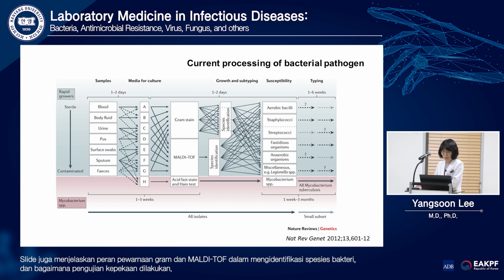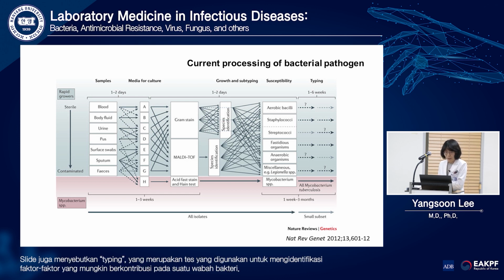The slide also explains the role of gram staining and MALDI-TOF MS in identifying bacterial species and how susceptibility testing is conducted. And also the slide mentions typing, which is a test used to identify factors that may have contributed to a bacterial outbreak.